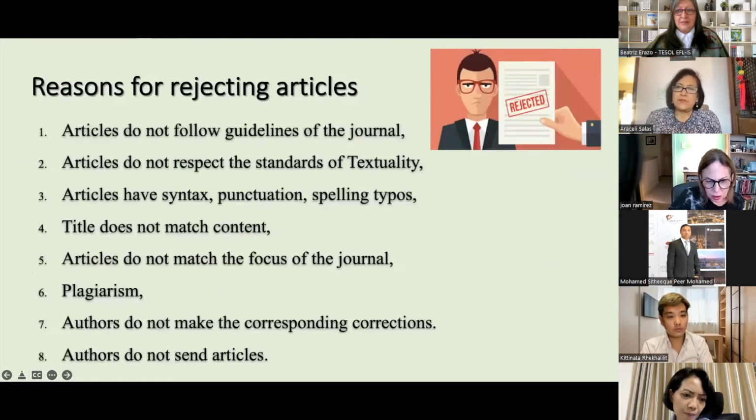What are the reasons for rejecting articles? Why do we reject articles? First, and the most important, articles do not follow the guidelines of the journal. Yes, authors don't read the guidelines. For example, in the journal at my university, one of the demands is to send your figures in a separate file. And guess what? Everybody sends everything in one file. And I said, why don't they read?